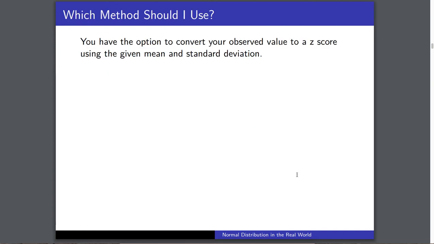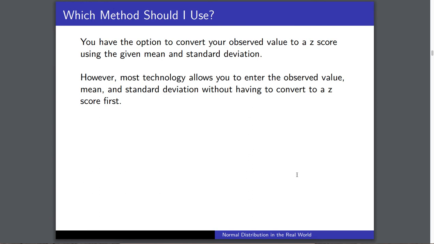So you have the option of converting your observed value to a z-score using the mean and the standard deviation that you'll be given. However, most technology allows you to enter the observed value, the mean, and the standard deviation without having to convert to a z-score first. In the program we're going to use here, I'll put a link to the code in the description. It allows you to enter in observed values, so you don't have to convert everything to z-scores. So go with what you feel most comfortable with. If you want to convert to z-scores and do it the other way, by all means go ahead, but you will have the extra step involved in converting to a z-score first.